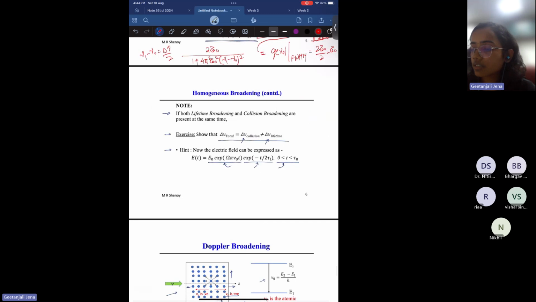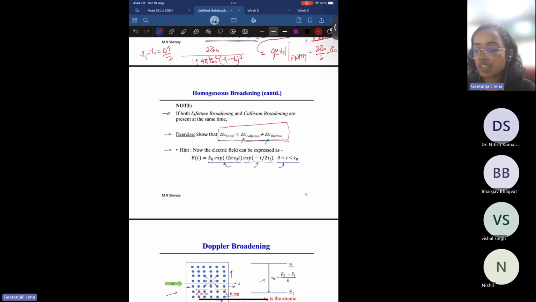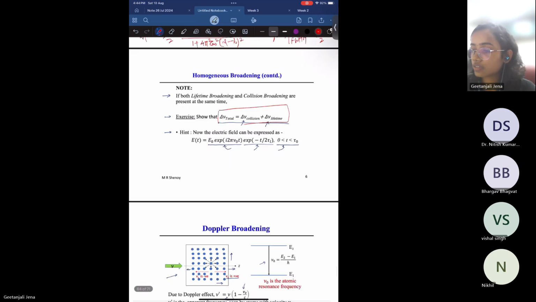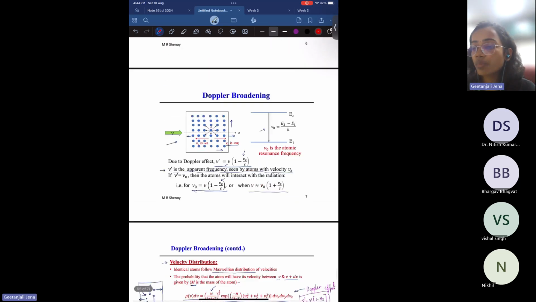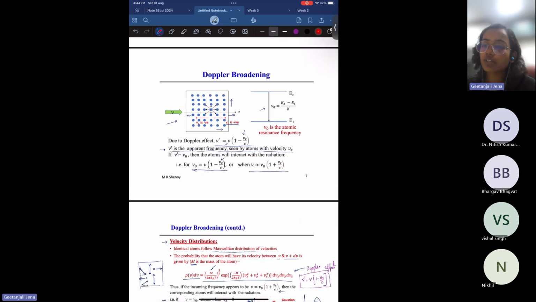And this is the summary. Like the problems we have discussed earlier, if you have two types of broadening mechanism, one lifetime broadening and another collision broadening, then for the total response you can write the line width as delta nu collision plus delta nu lifetime. So this is all about the homogeneous broadening.